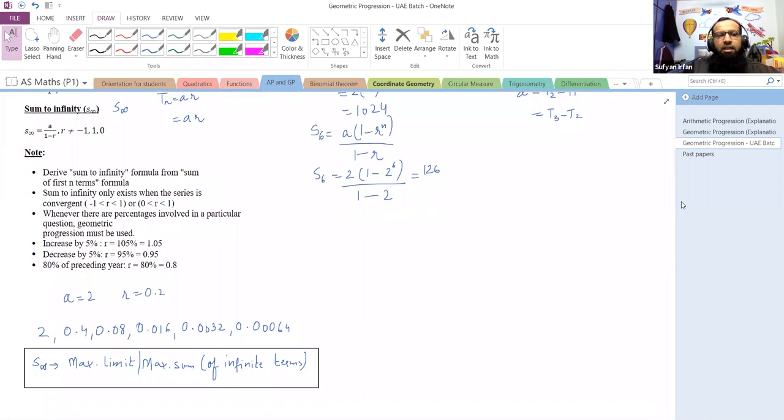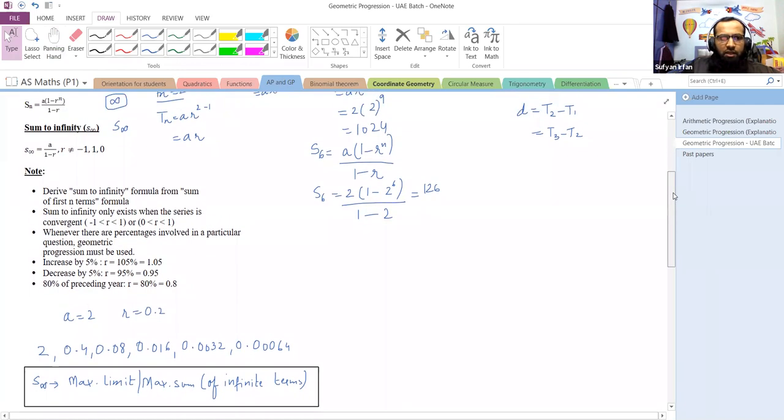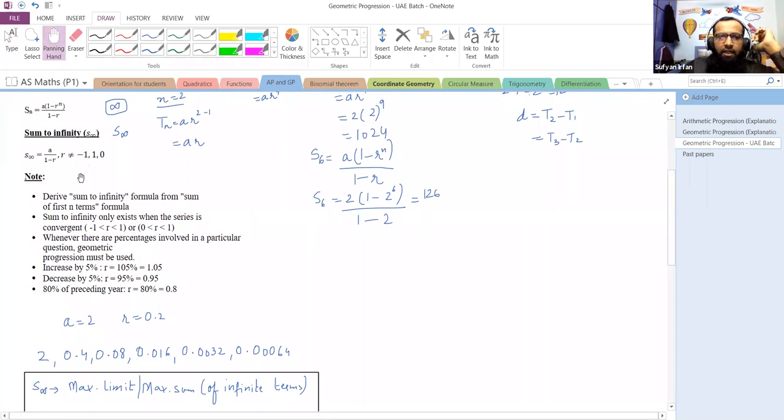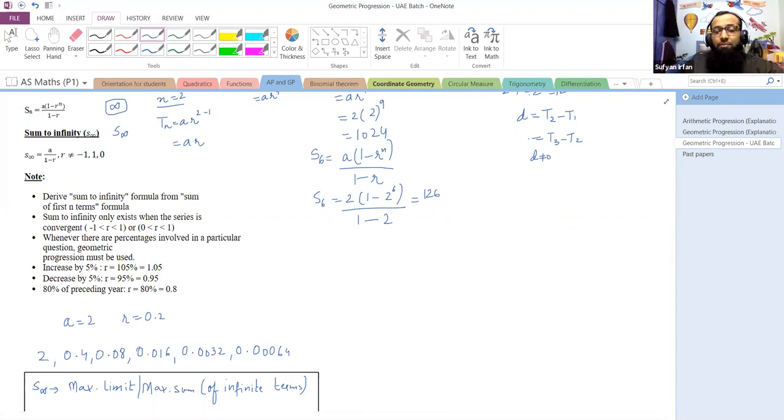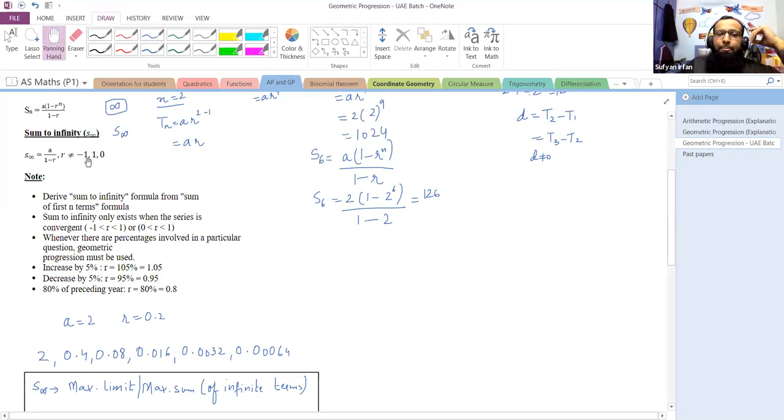Sum to infinity is A upon 1 minus R, where R should not be equal to negative 1, 1 and 0. Similarly, one thing that we must be aware of already is the common difference should not be equal to 0. Because if the common difference is 0, then there would be no sequence. Common difference has to be a positive number or a negative number for sure. Similarly, in geometric progression, the common ratio can neither be negative 1, nor be 1, nor can it be 0. So it should not be negative 1, 1 and 0. It can be any number other than that.